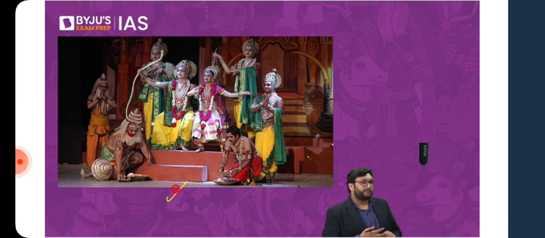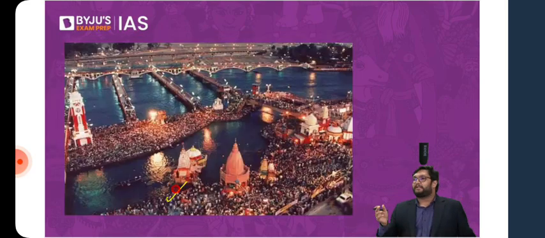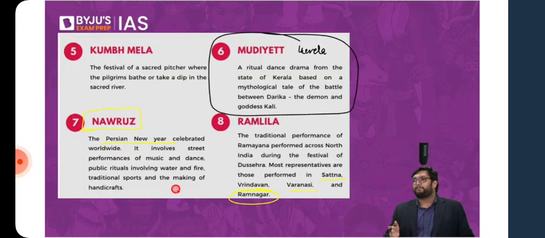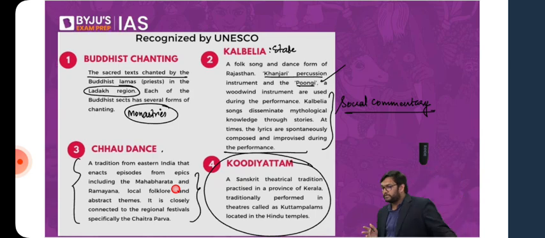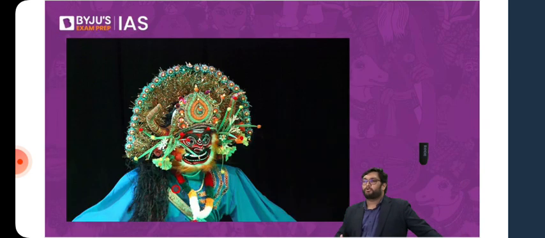So we have done Kumbh, Mudiyattu, Kudiyattam, Kalbeli, Ram Leela, Chau, and Buddhist chanting. Anybody has any issue here? First 8, 4 more. That's it. No? Okay. Then you have Ramman and Sankirtana.